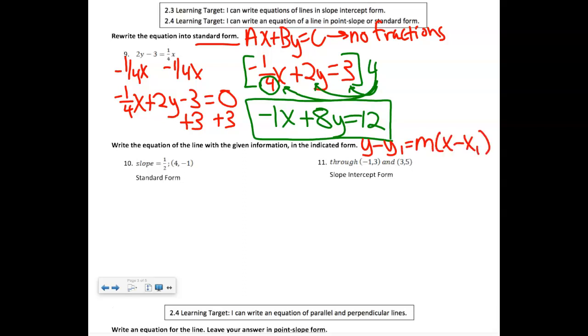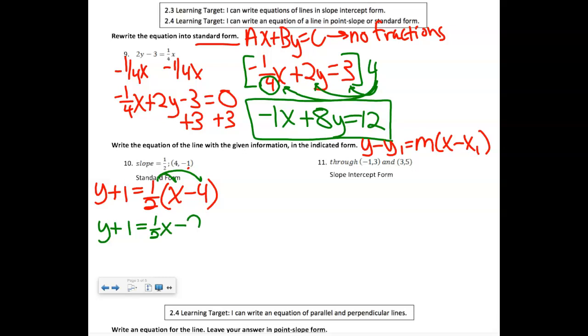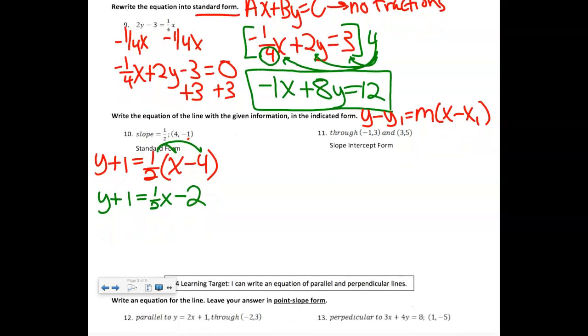Okay. So we're going to plug in what we know. So I'm going to say y minus negative 1 here, so it's going to be plus 1 equals our slope, and x minus 4. Okay, so now we're going to try to make this look like standard form. So I'm going to distribute the 1/2. So now I have y plus 1 equals 1/2 x minus 2. When we take half of 4, we take 4 divided by 2, which gives us 2.